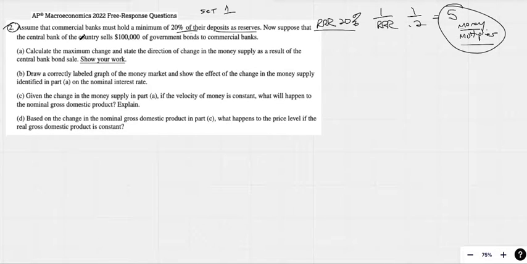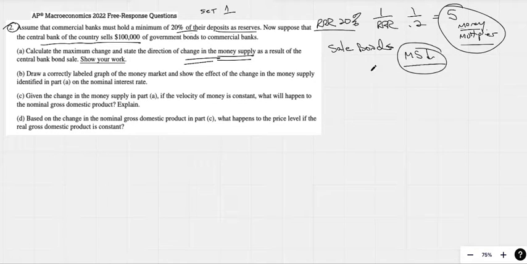The Fed, the central bank, is selling bonds. Anytime there's a sale of bonds, that's contractionary monetary policy. So a sale of bonds is going to decrease the money supply. We should recognize that that change in the money supply is pretty easily represented. They are looking for a maximum change, or they want us to calculate it.